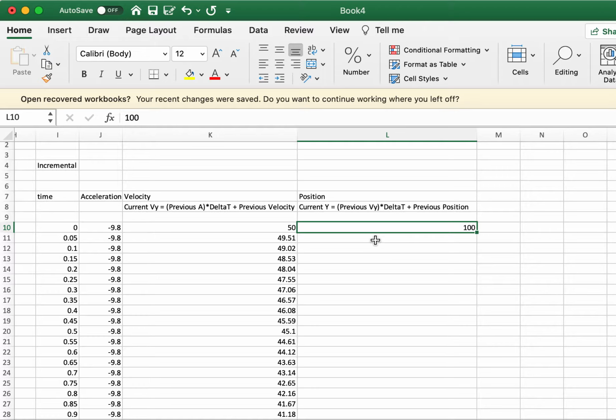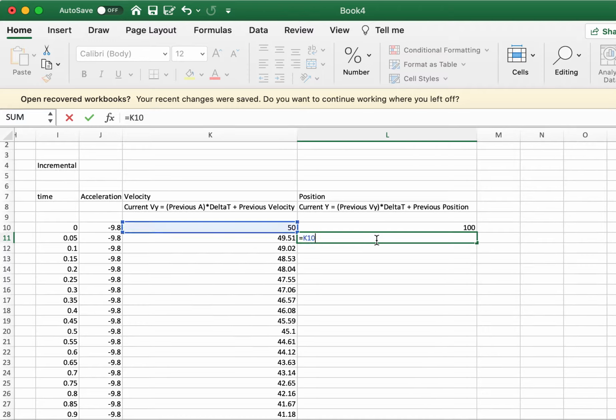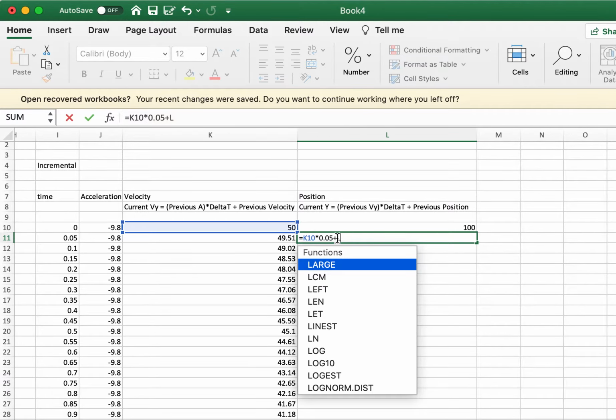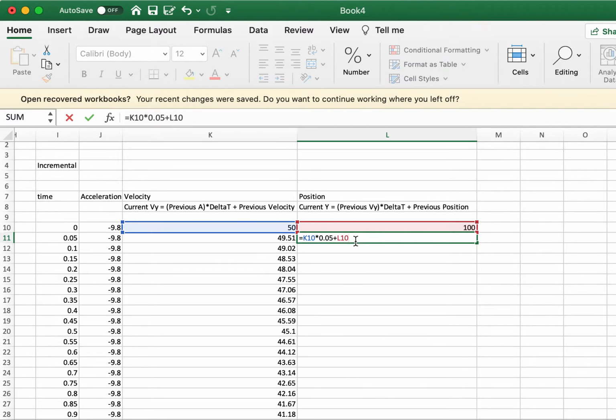anyways, let's try this. Okay, so let's do previous Vy, which will be K10. Yeah, that's our velocity previously, 50. Multiply our delta t, 0.05. Add in the previous position, which would be L10. So as you can see, the cells we're calling up are from the previous line.